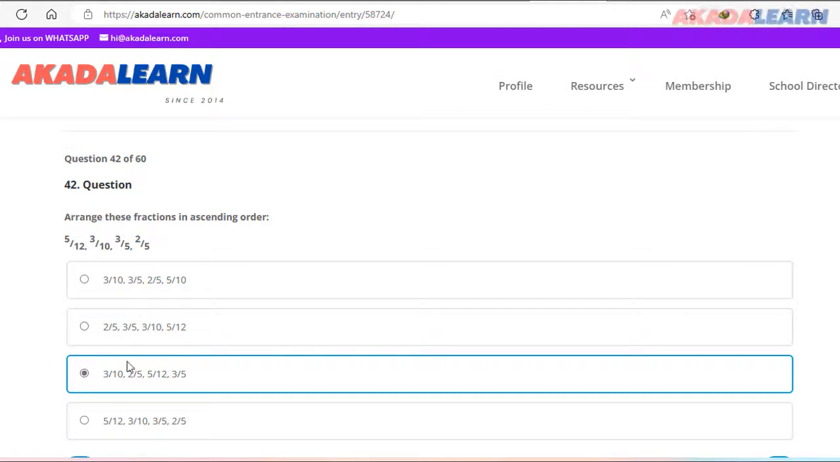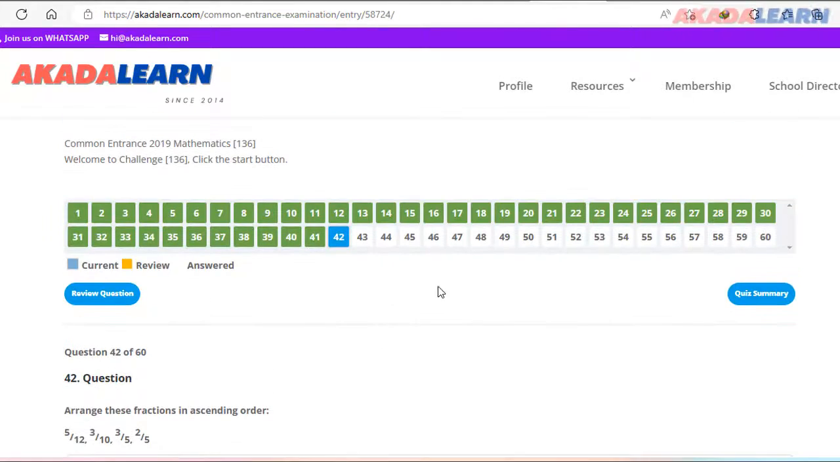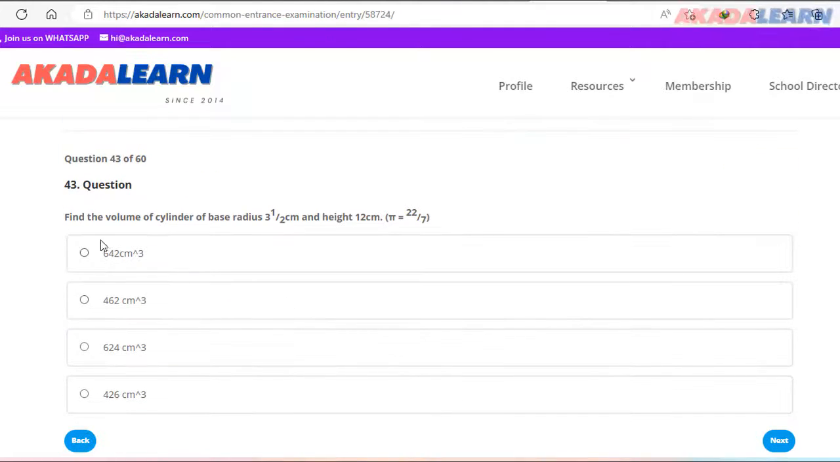Is this, the third. So let's go to the next one, question 43. It says find the volume of a cylinder of base radius 3.5 centimeters and height 12 centimeters. Take pi to be 22 over 7. So let's find the solution to that. Let's look at our video and see the solution.